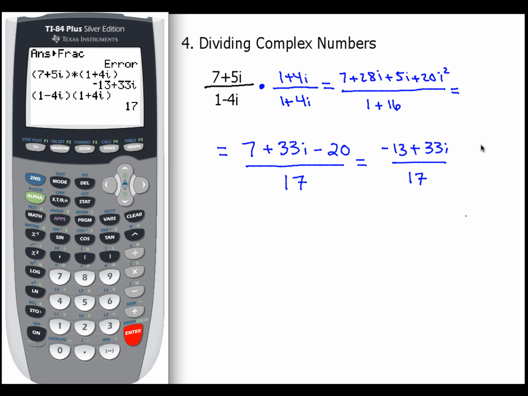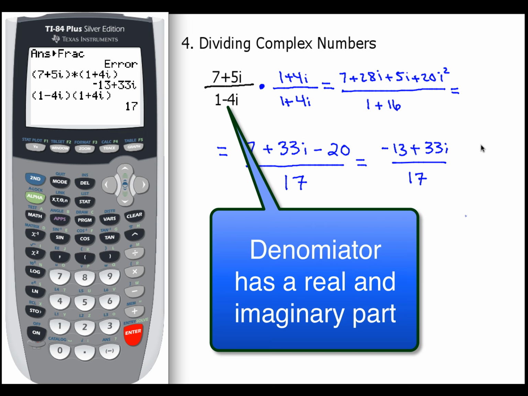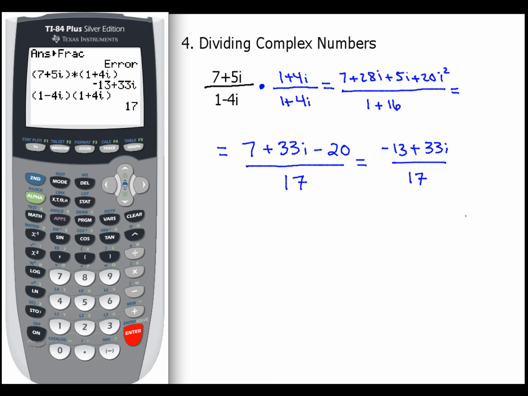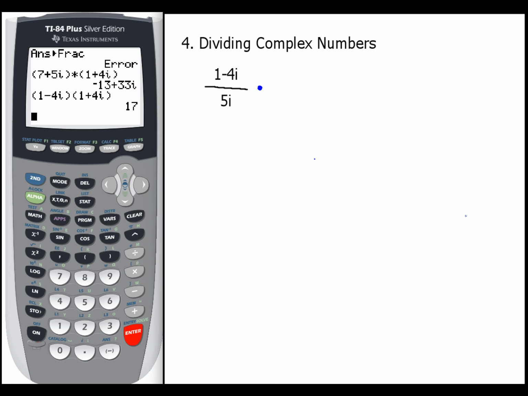All right, so we're going to take a look at one other example here, because sometimes, like in our case here, our denominator had both a real and an imaginary part. On the next one, that's not going to be the case. So I just want to do one more example where that's not going to be the case for you guys. In the denominator, we don't have a real and an imaginary part. So we're just going to deal with the imaginary piece, that 5i. Well, what's its conjugate? This is almost the same thing as 0 plus 5i. So its conjugate would be 0 minus 5i.